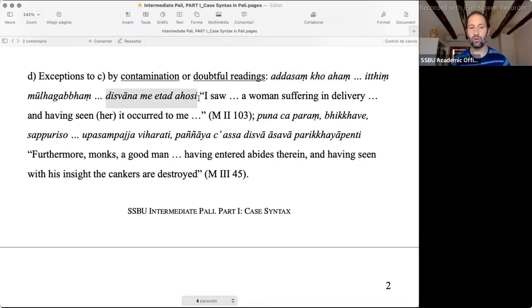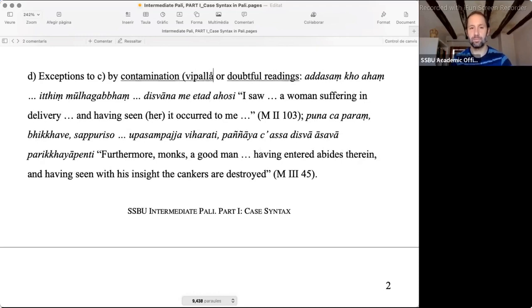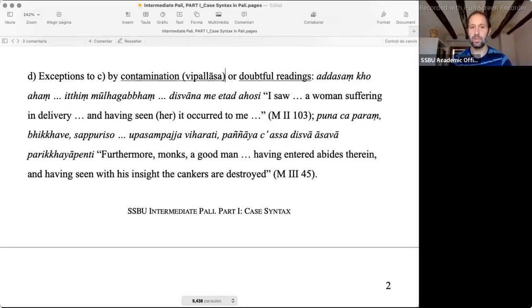This kind of distortion in Pali, I think probably one name for this is a kind of vipallasa. We could call it a sentence vipallasa. It's the wrong kind of directioning of a word. But this is an example.